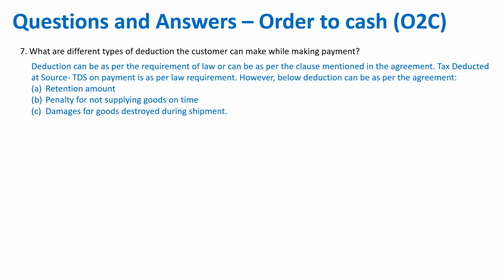Second, penalty for not supplying goods on time. If there is a clause in the agreement saying that particular goods have to reach the customer's place on a particular date, and if it doesn't happen, the customer has the right to deduct that amount from your payment. Third, damages for goods destroyed during the shipment. If there is any damage during shipment, then the customer can deduct that amount from your payment.